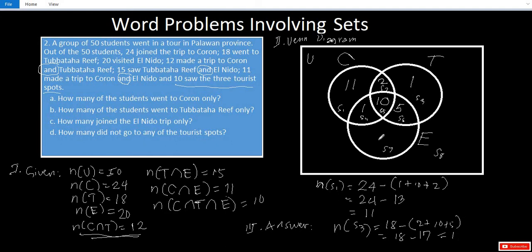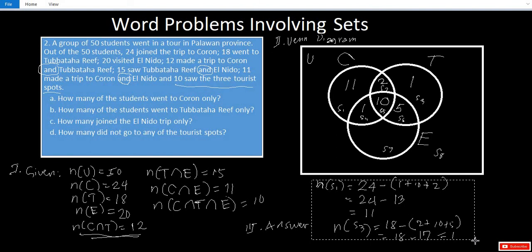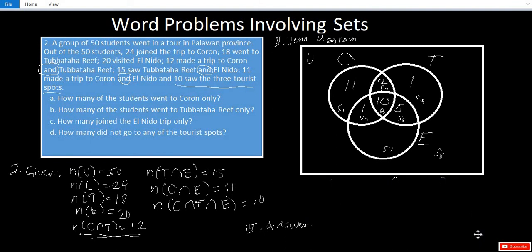Okay, so next is n of S sub 7. So how will we compute for n of S sub 7? Let's erase this first. We have no space anymore. Okay, n of S sub 7. This is equal to, okay, so the three regions of set E are already populated, and the sum of this, when we add this, 10 plus 1 is 11 plus 5 is 16.